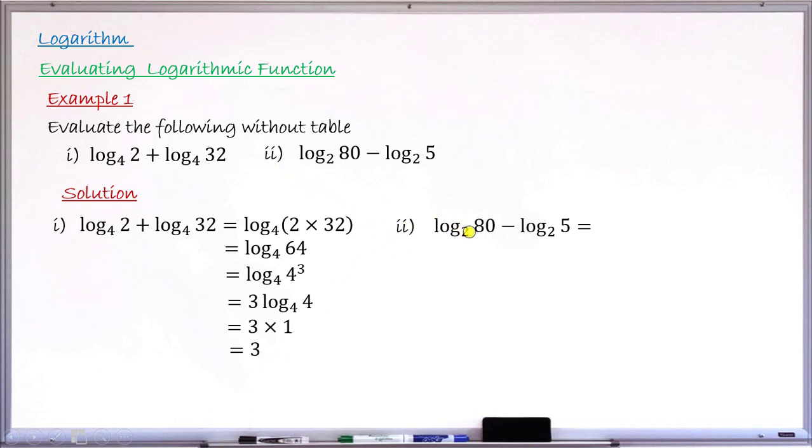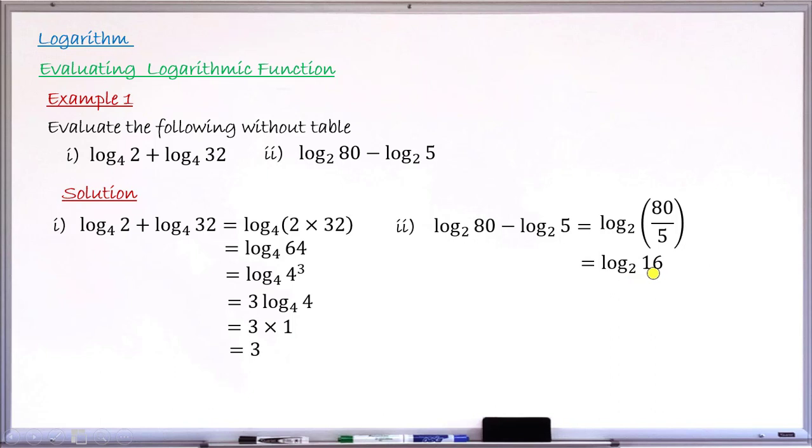The second one, we are asked to find the value of log to base 2 of 80 minus log to base 2 of 5. We are applying the law of logarithm. Also remember, if you have log n minus log m, that is the same as log of n divided by m. So I can now have log to base 2, then open bracket, 80 divided by 5. The first number is divided by the second number, but they must have the same base. Dividing 80 by 5 gives you 16. Let me write it: log to base 2 of 16.